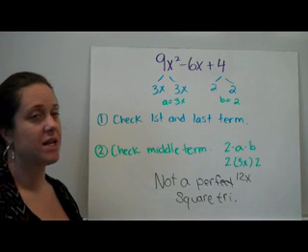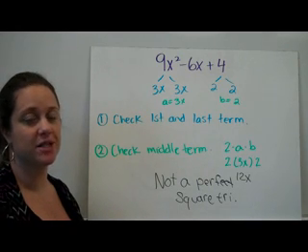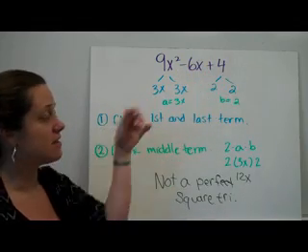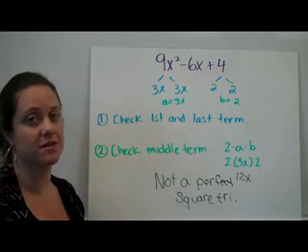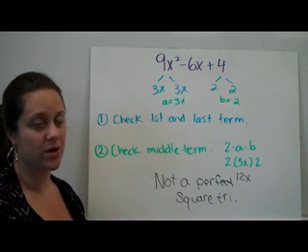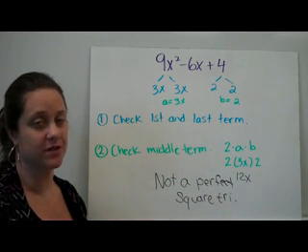Now, that doesn't necessarily mean it cannot be factored. I would go back to using the pants method or guess and check to see if this could be factored, because it's possible that it could be factored in another way. It just means that it is not a perfect square, and it cannot be factored using the perfect square method.